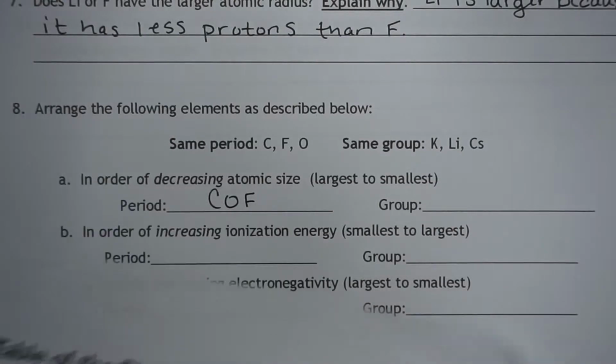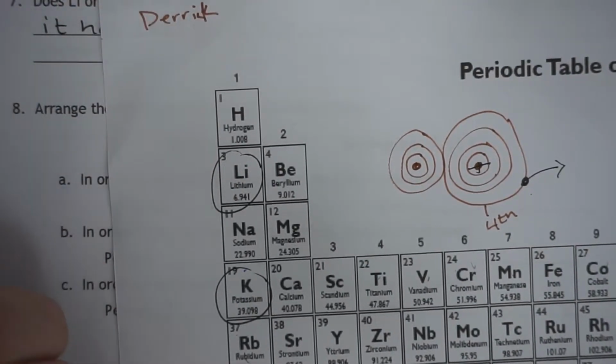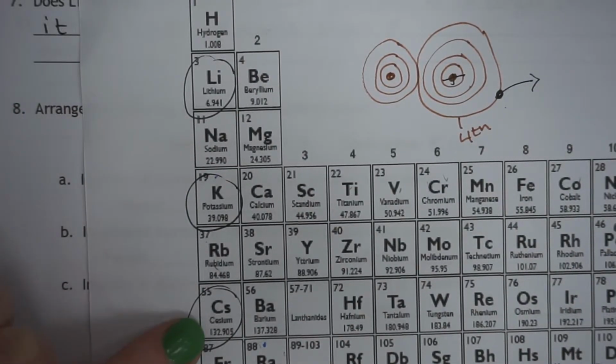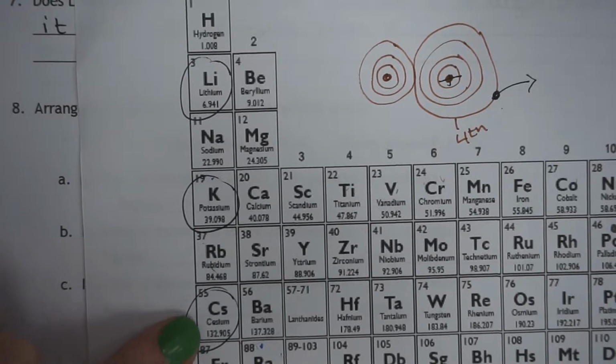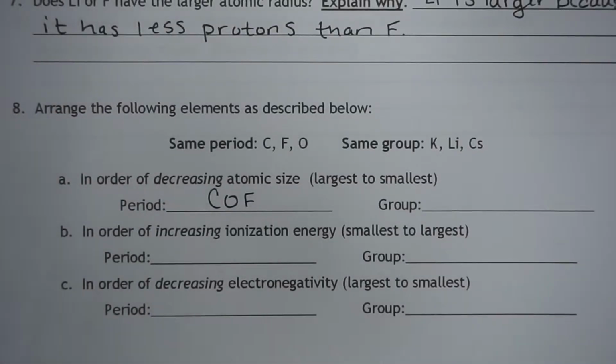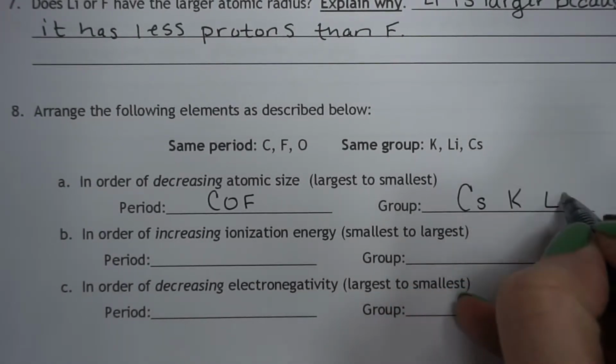And then down the group, K, Li, Cs. Atomic size increases as you go down. Since it wants decreasing size, you go cesium, potassium, lithium. So cesium, potassium, and lithium.